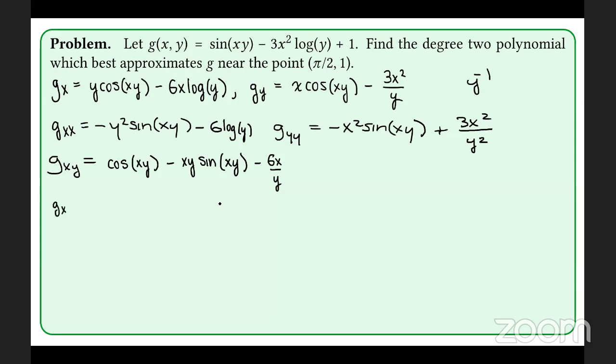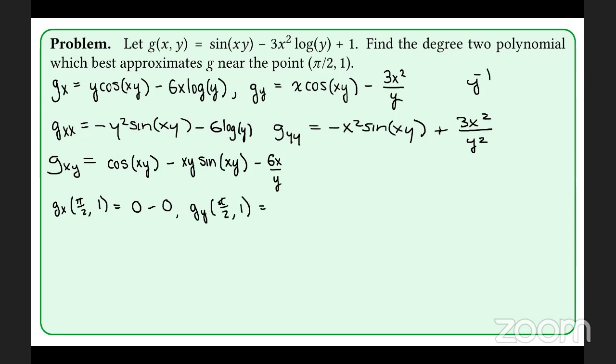So g_x at pi over 2 and 1. So we're replacing x with pi over 2, y with 1. So let's do this first one. So y is 1, cos of pi over 2. So cos of pi over 2, that is 0. Minus 6 times pi over 2 log of y, which is log of 1, which is 0. So that's also 0. Okay. And now we take partial with respect to y, pi over 2 and 1.